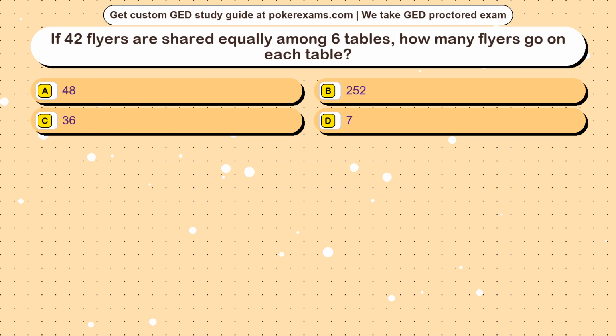Question 6. If 42 flyers are shared equally among 6 tables, how many flyers go on each table? Option A: 48. Option B: 252. Option C: 36. Option D: 7.